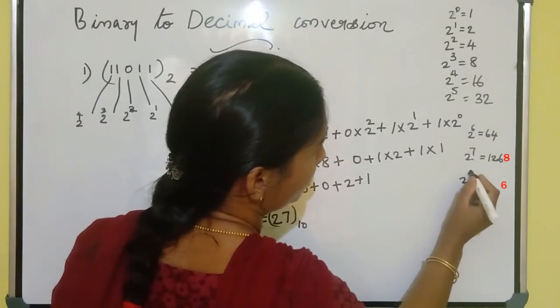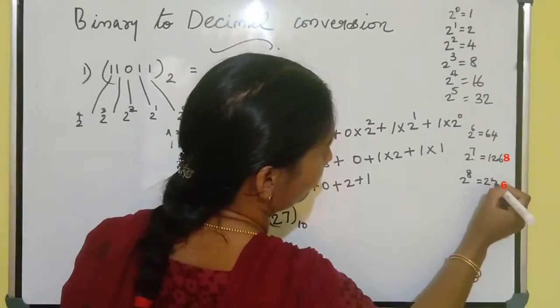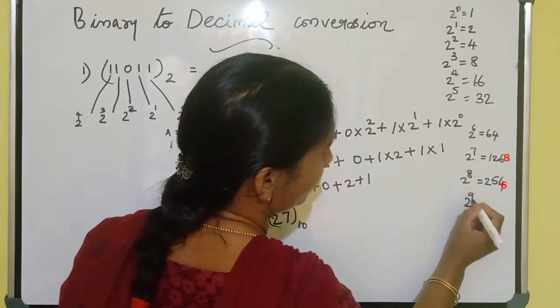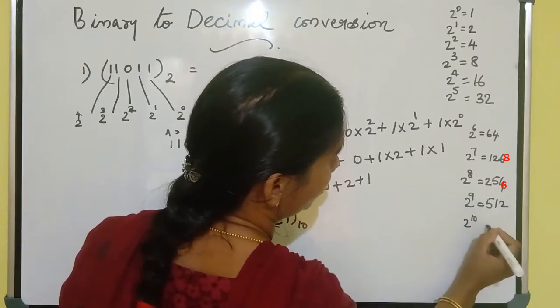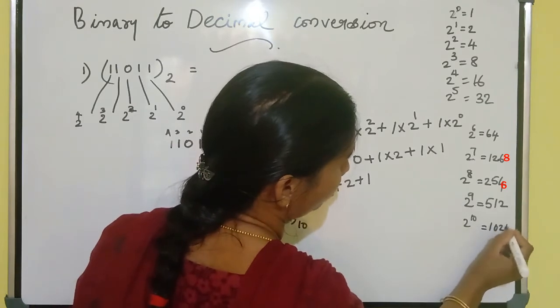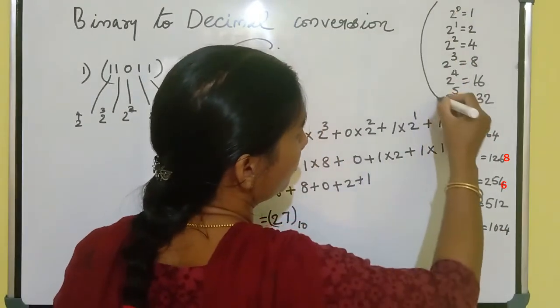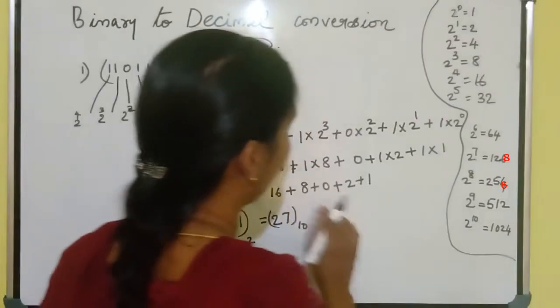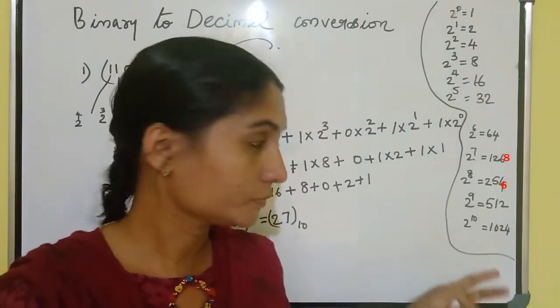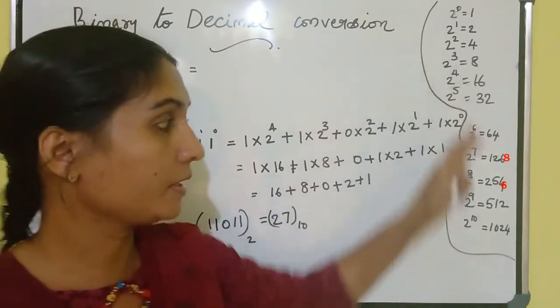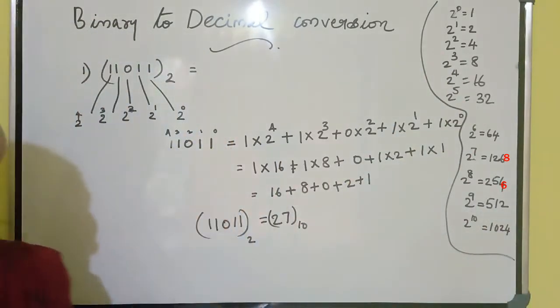126. 2 raised to 8 is equal to 254. 2 raised to 9 is equal to 512. 2 raised to 10 is equal to 1024. If you make a table like this, you can easily find the answer. If you learn this table by heart, then you can easily find the answer.